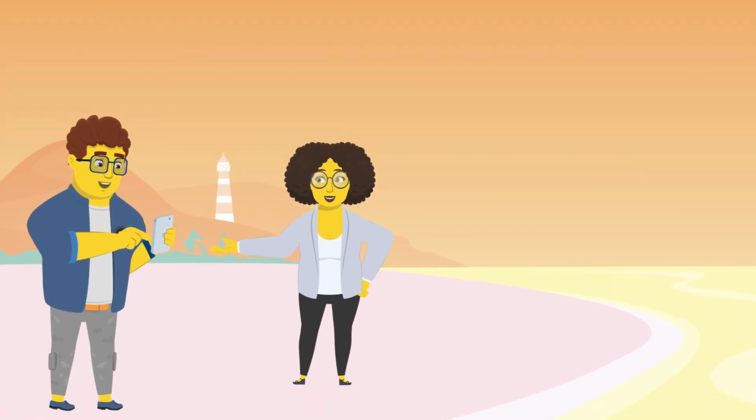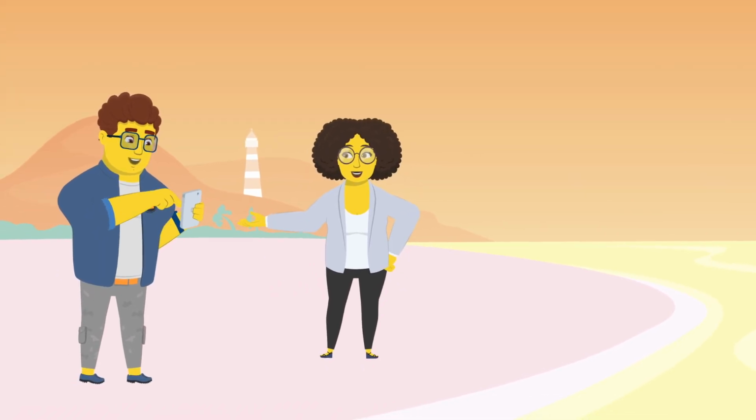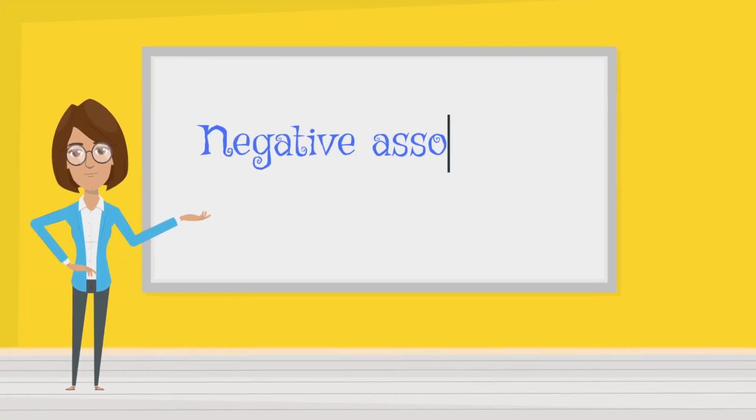However, positive assortative mating can help preserve certain traits in a population, like height, eye color, or skin color. This preservation can be beneficial if those traits offer advantages, like adapting well to the environment. Now, let's talk about negative assortative mating.